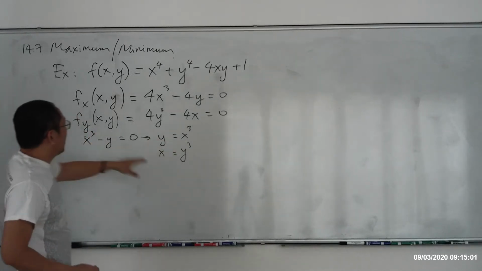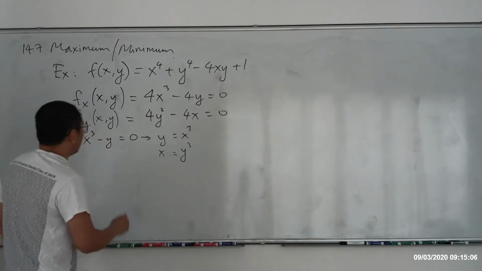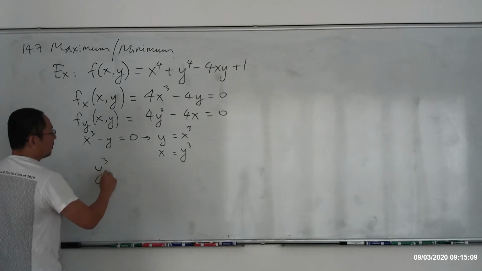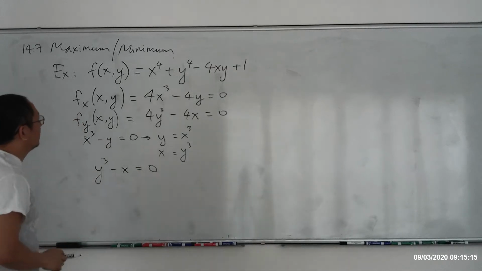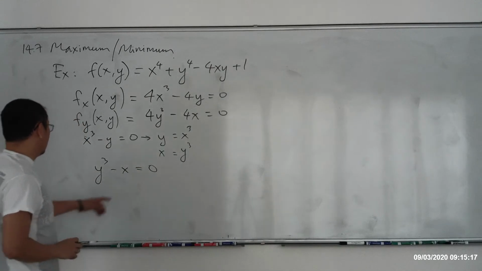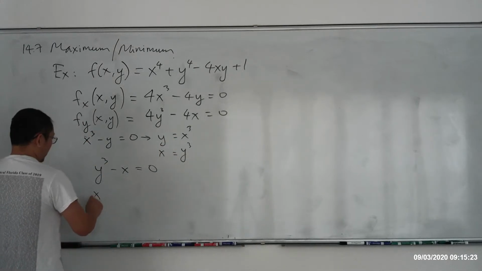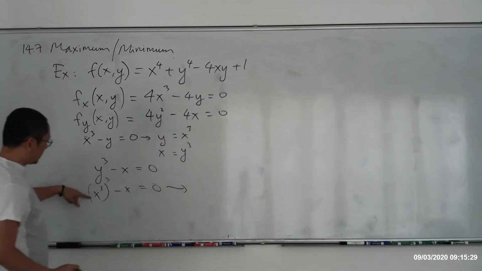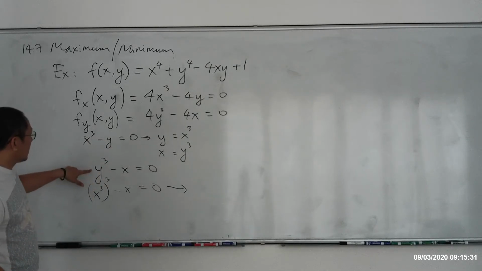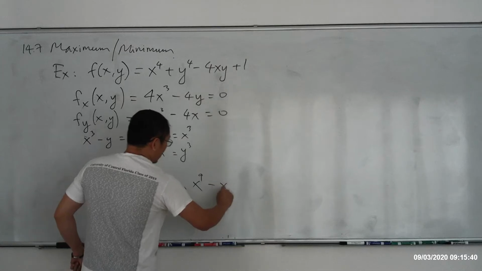All right, so I'm going to plug into the second equation. The second one is y cubed minus x equal to 0. Okay, so y is x cubed, so y cubed is x cubed cubed. This means what? x to the 9 minus x equal to 0.